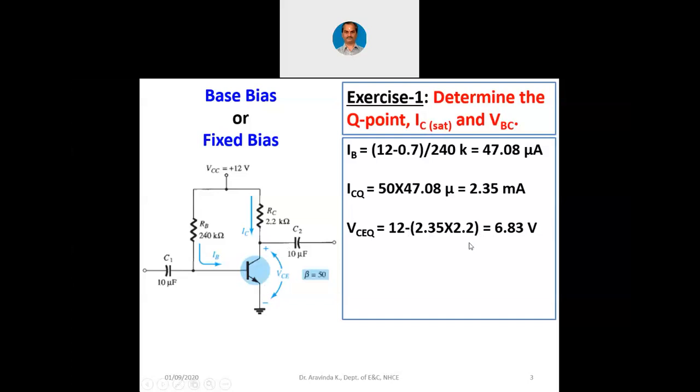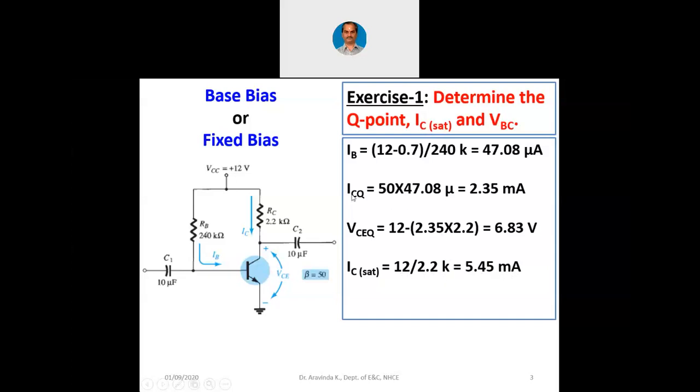Now, how to find out IC sat? IC sat means we should assume that the transistor is completely switched on, or it is under the saturation region. That means VCE is 0 at that time. So we can simply find out IC sat as 12 divided by 2.2K. This is required for plotting the load line. Now you can see IC sat is 12 by 2.2K equals 5.45 milliampere.